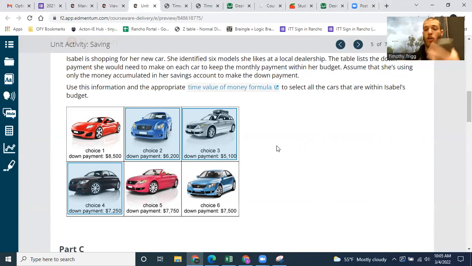And usually, if you make a larger down payment, not only do you have to finance or borrow less money, but you also usually pay a lower interest rate. And we're going to see that as well.